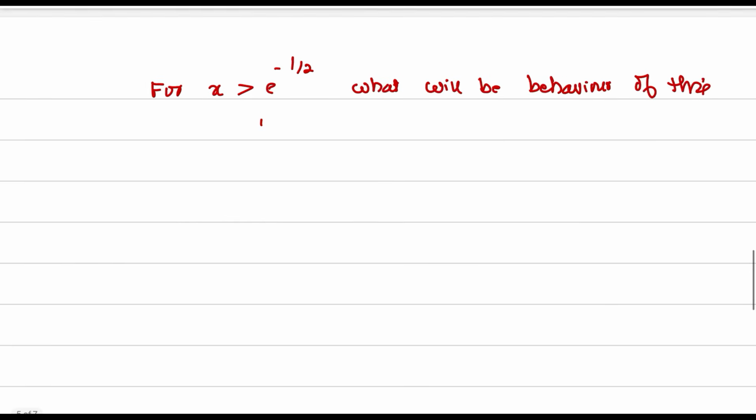As homework, please cross check for x greater than e to the power of minus half. What will be the behavior of this function?